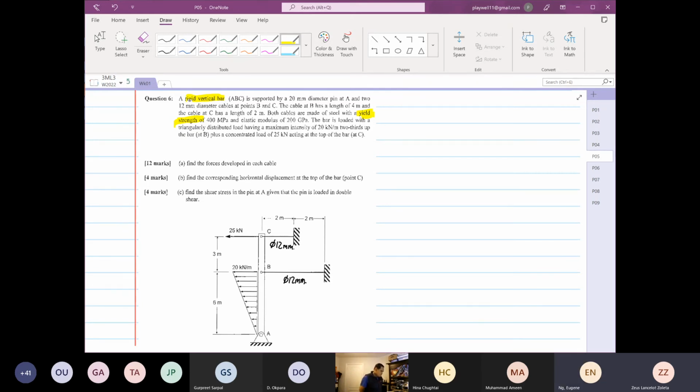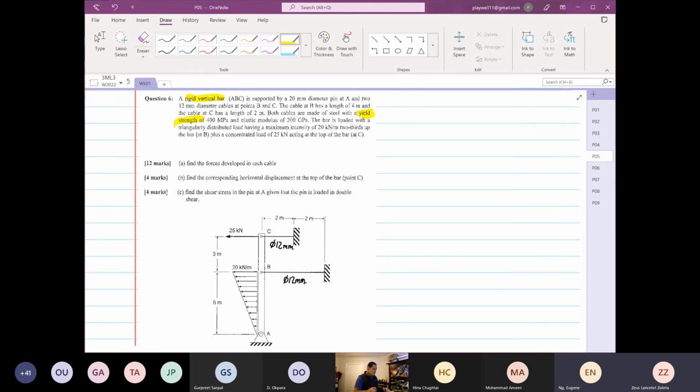So as I said, I picked this problem because it has a lot of layers. It has a lot of topics combined together. One is statics, the other static analysis, elastic deformation, and also distributed loads. Now, some of you say, Eugene, we have not seen this type of loading before, right? So the structure is loaded with both a triangular load and a point load.